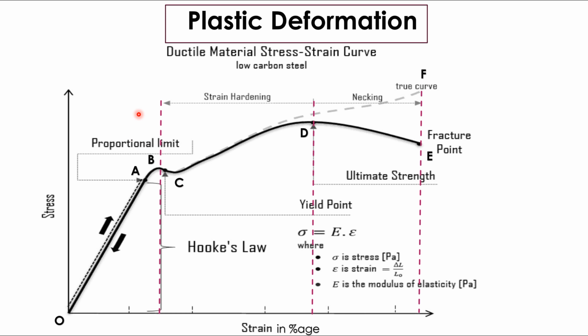From point C till point D, this region is called strain hardening. And from point D till point E, this region is called necking. At point D, the material achieves its ultimate tensile strength, and at point E, the material breaks or fracture happens. But in the true curve, fracture happens at point F. These things we'll discuss in detail in the next slides.